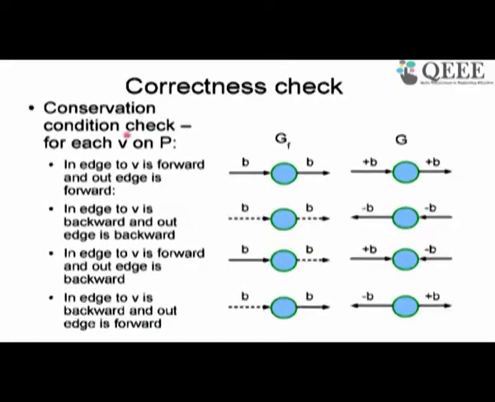Now the second thing I have to check is that the conservation condition is satisfied. Conservation condition means that for all the internal nodes, I must check that the inflow and the outflow for those nodes is exactly the same. How do I check it? There are 4 cases I have to check. First case is, for a given node, the incoming edge in the residual graph is a forward edge and the outgoing edge is a forward edge. This is a path. I have taken a path and modified the weights.